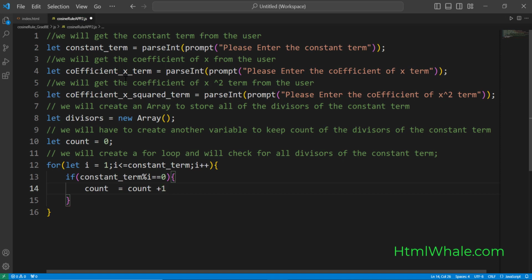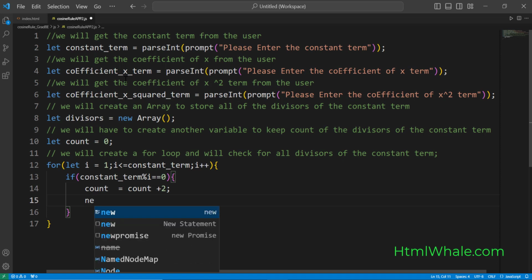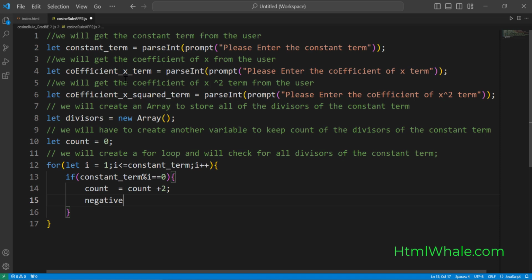Now the point here is we will have to take care of the negative divisors. So if 2 is a divisor, then minus 2 will also be a divisor. So in this case I will just increment the value of count by 2. Every time I choose a divisor, the positive and the negative should also be included. So now I need to have a negative count also for the divisors. So I'm going to say negative divisors.